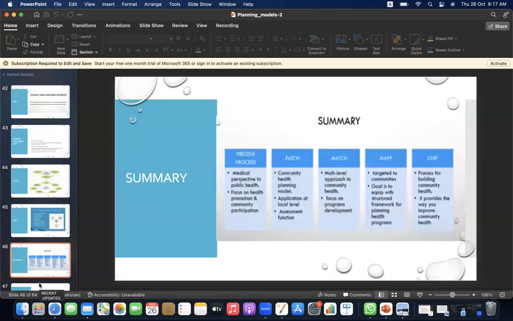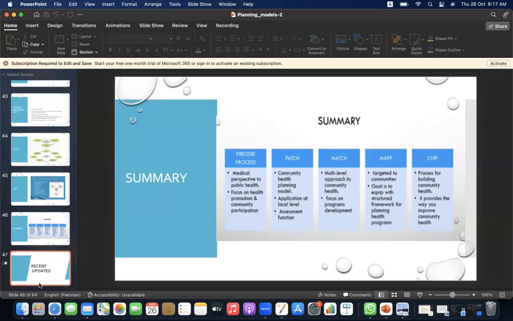Now we will be seeing the summary of all the models here. The PROCEED model is a medical perspective to public health, focus on health promotion and community participation. PATCH is a community health planning model, application on local level assessment function. MATCH is a multi-level approach to community health, focus on the program's development. MAP is targeted to communities, goal is to equip with a structured framework for planning health programs. And CHIP is a process for building community health. It provides the way you improve community health.